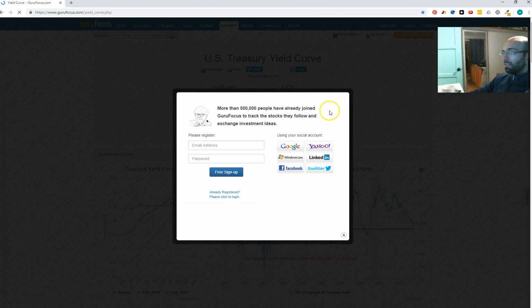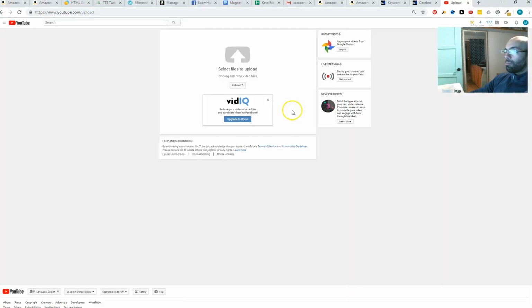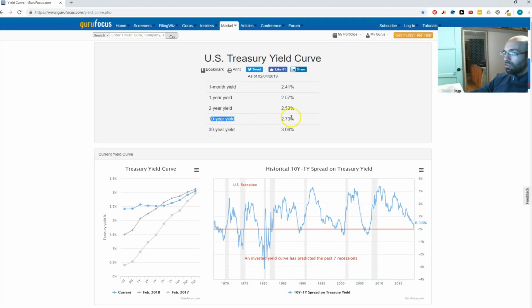So it looks like currently they are quite low, actually approaching the danger point, which would be a negative yield curve. I can make a video about that later. Let me know in the comments below. So let's just say your safe yield is 2.5%, or the 10-year yield is 2.73%. Let's go with the 10-year yield.